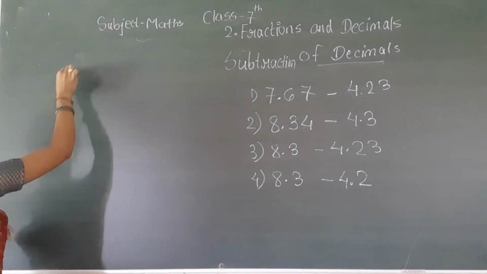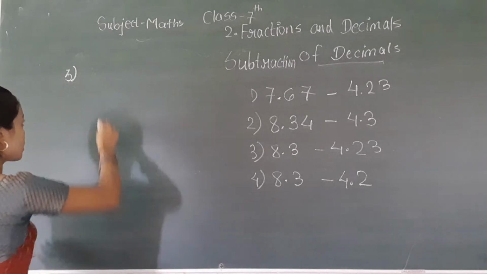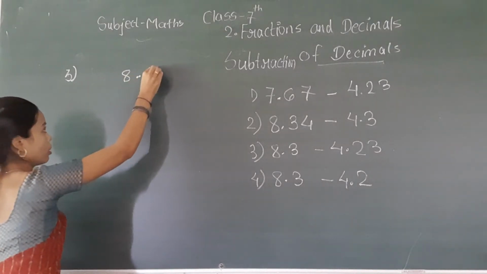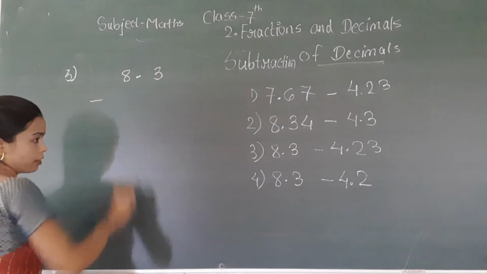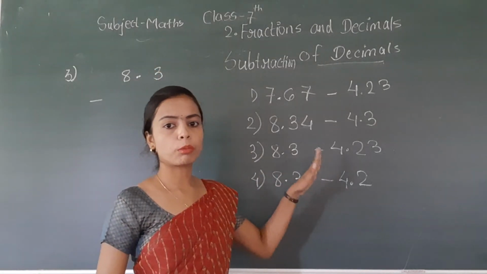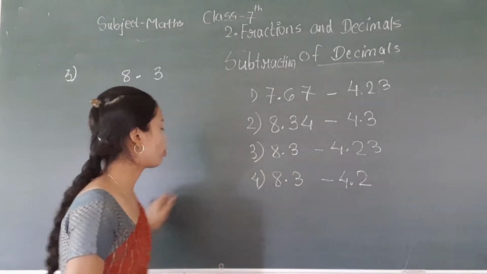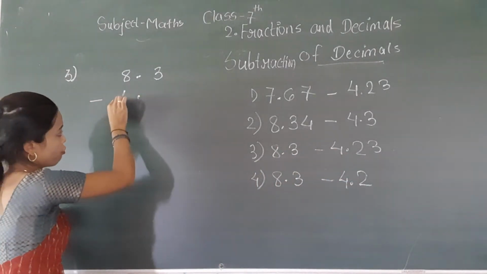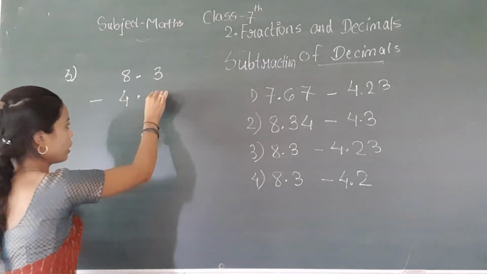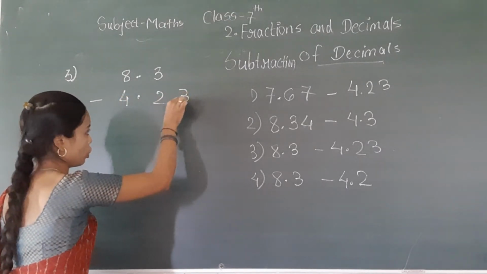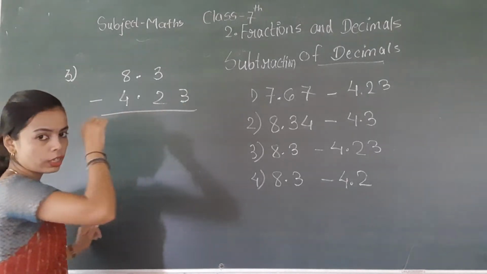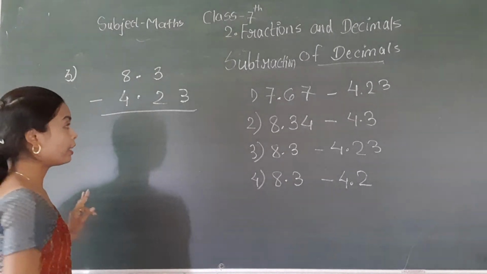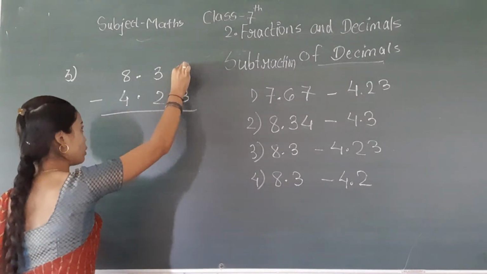Okay, so now question number 3. What is your question number 3? Your question number 3 is 8.3 minus. Write the second number. Before that write the decimal point, that is this, and then write the left part, that is 4, and on the right side it is 2, 3. Okay, but look here, this place is vacant, so you have to write 0 there.